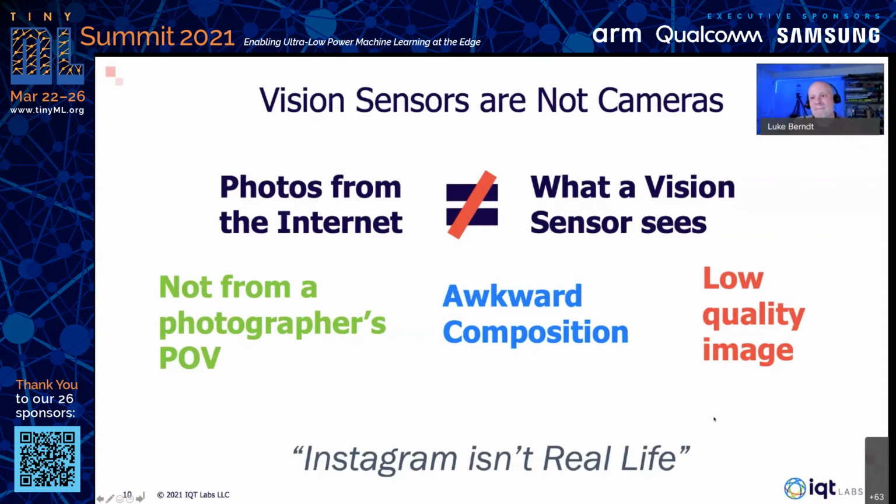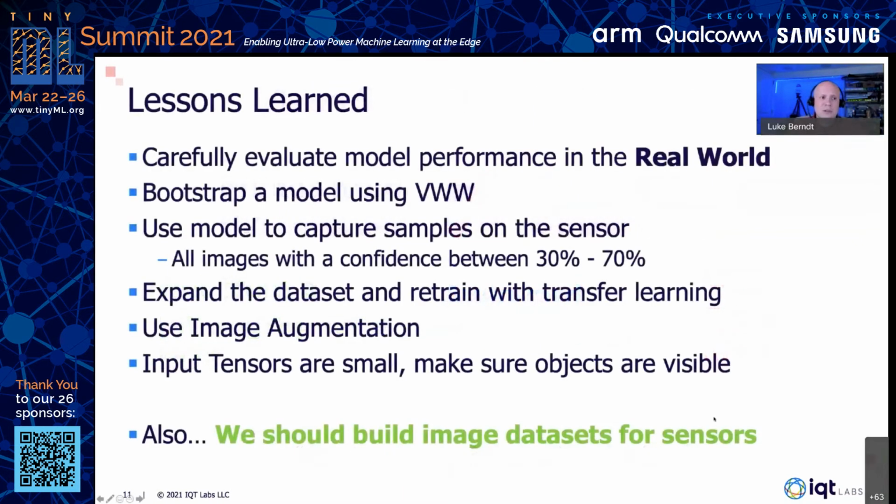Photos from the internet may not be the best training data for vision sensors. So the lessons learned on this were to carefully evaluate model performance in the real world. It's great that you can write a paper based upon how much you're able to compress a model and make it work within performance bounds, but really being able to evaluate how it performs in the real world is really important.